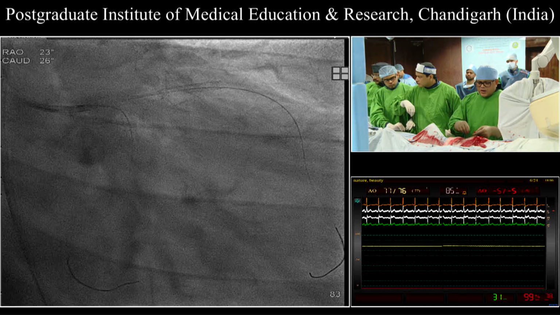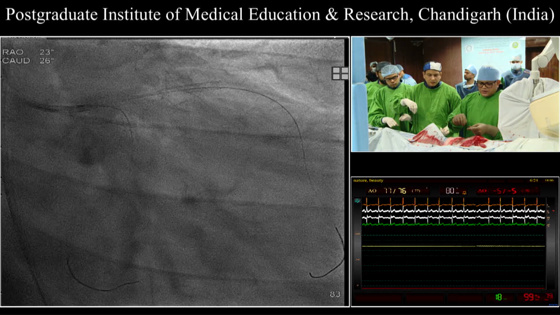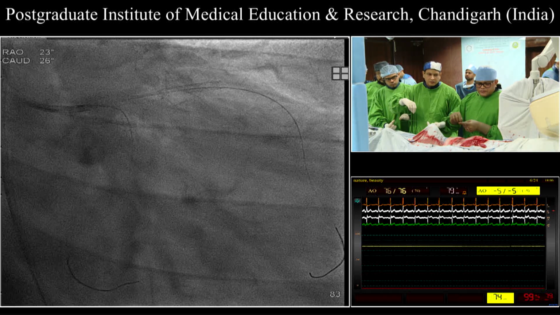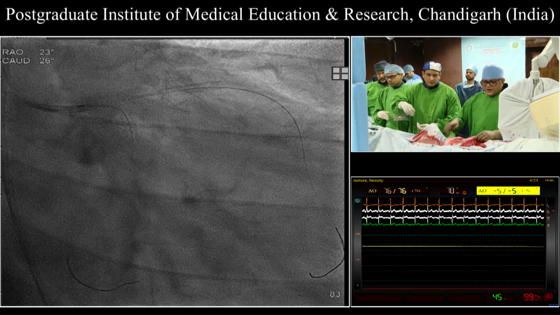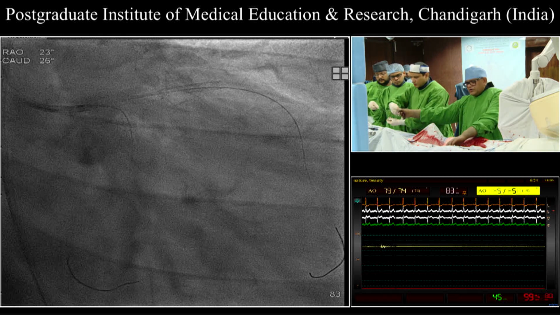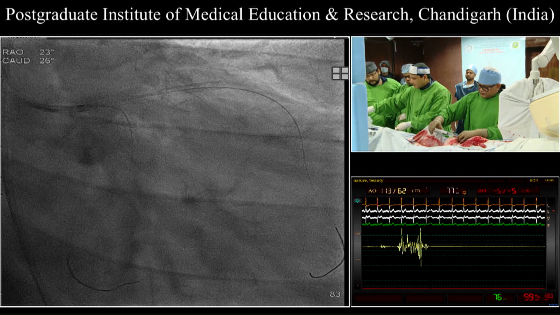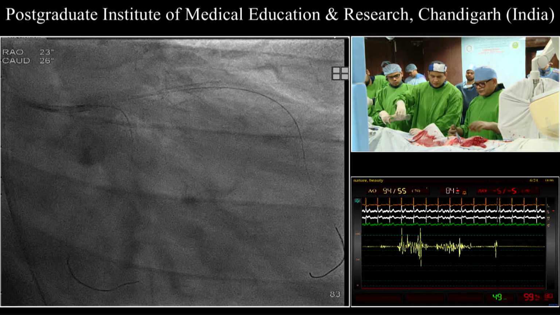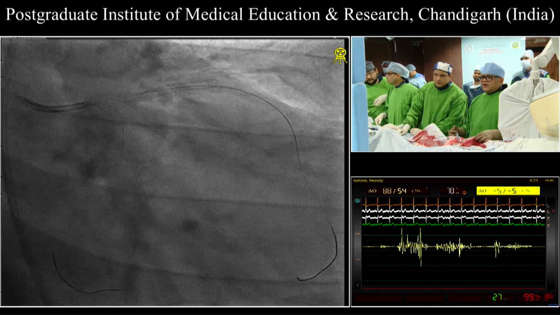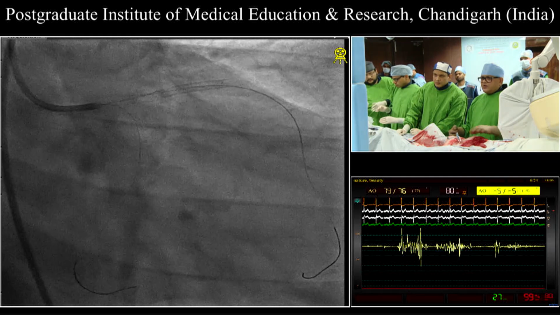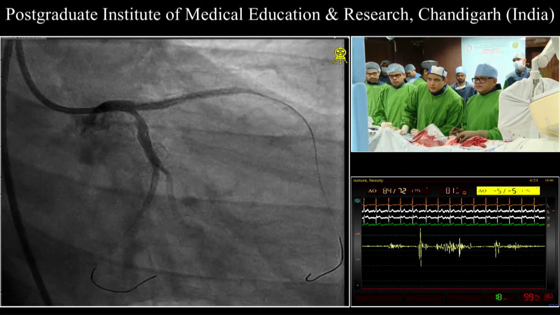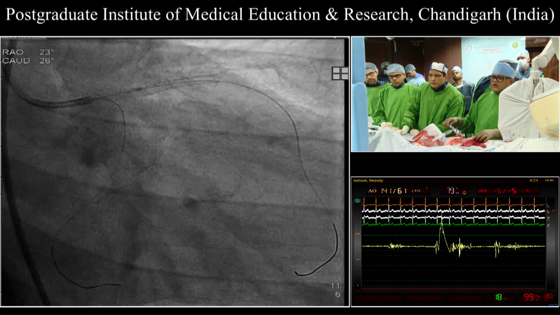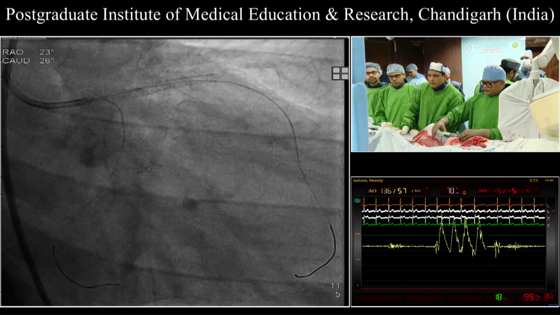It's a Quantum Apex balloon, 4.5 by 8 millimeter, inflated for the POT. Let me have a look. Which pressure did you go to? It's 12 atmospheres, nominal. What pressure do you use? It's 12 atmospheres. And this is the result across the epicardial.